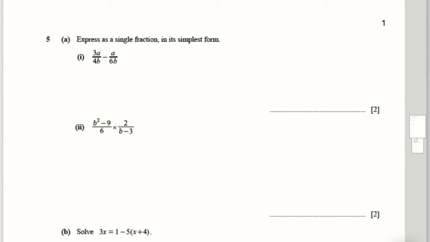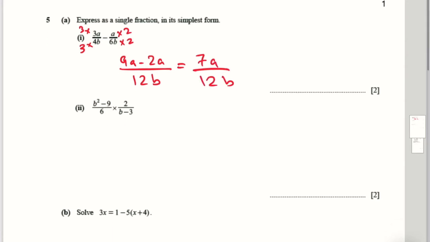Now of course we need to find the LCM first. b is included in both the denominators, so you write b as it is, but the LCM for 4 and 6 is 12, so you write 12 right next to b. 4 times 3 is 12, so 3 times 3 would be 9a, minus 6 times 2 is 12, so a times 2 would be 2a. Your final answer would be 7a over 12b. Let's write that over here, 7a over 12b.